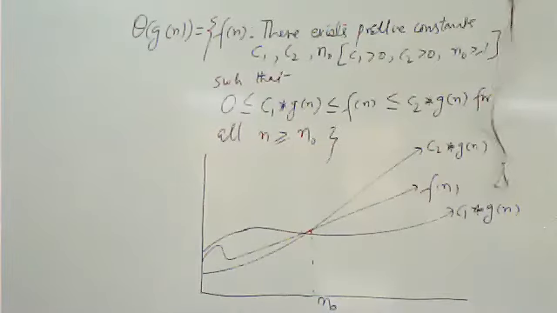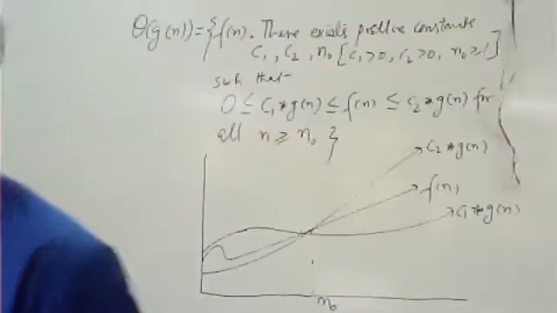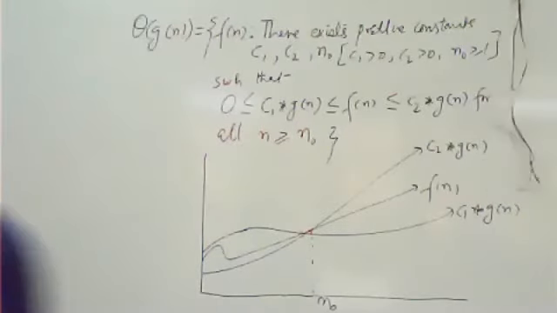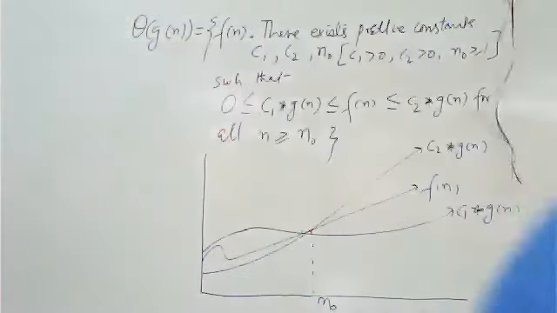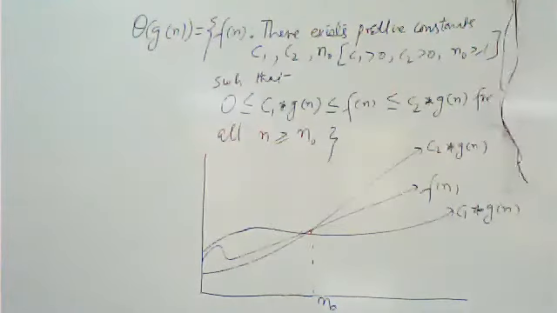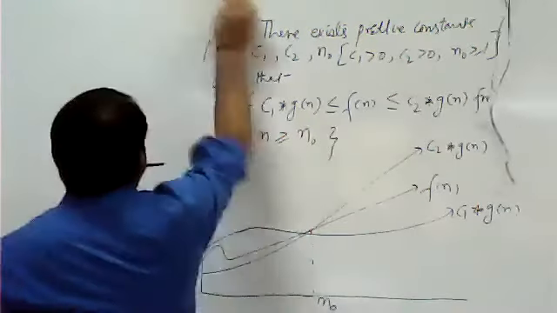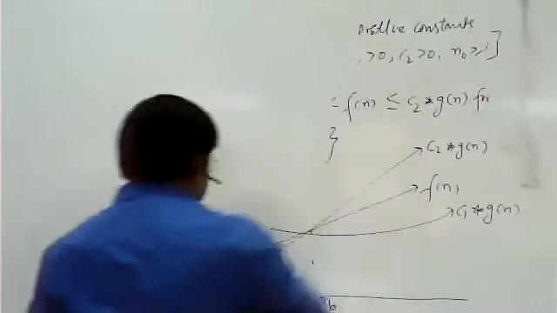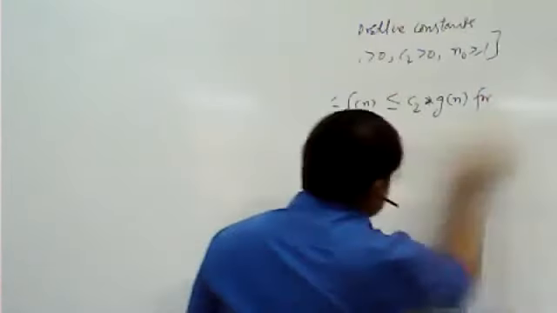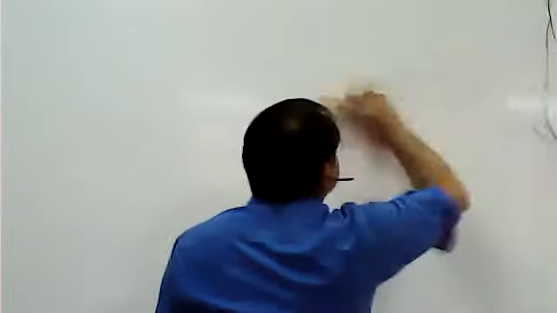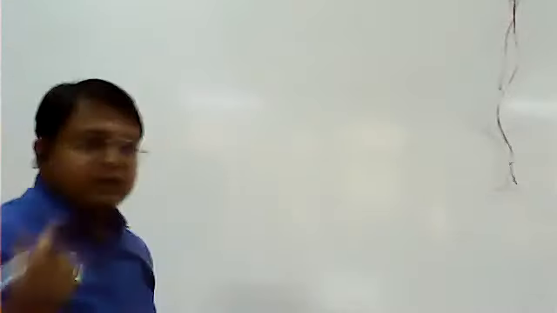So let's again see an example. Theta is used to represent the average case time complexity. So write down: theta notation provides both lower bound and upper bound to the function. Theta notation provides both asymptotic lower bound and asymptotic upper bound to the function. Now an example. So remember one thing.